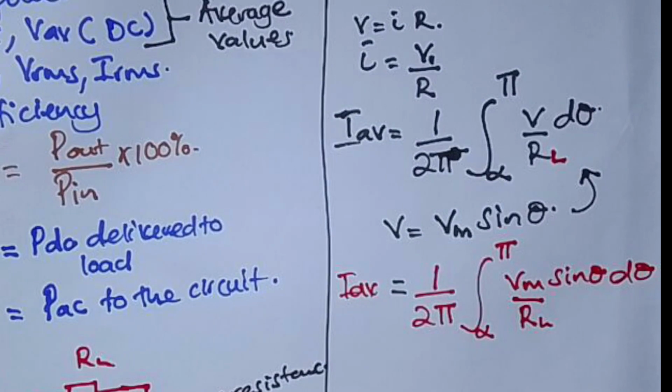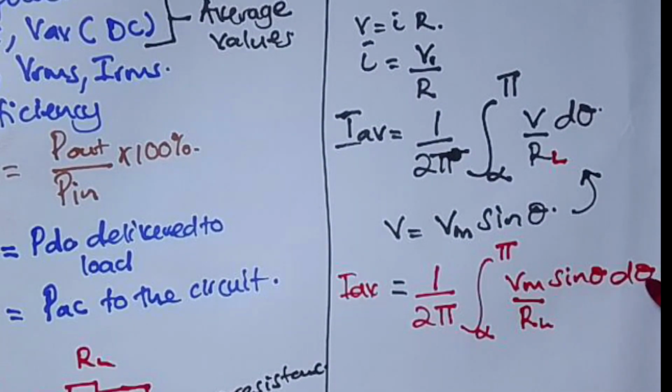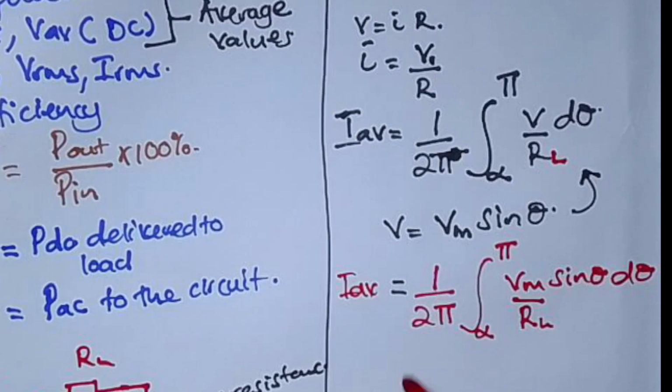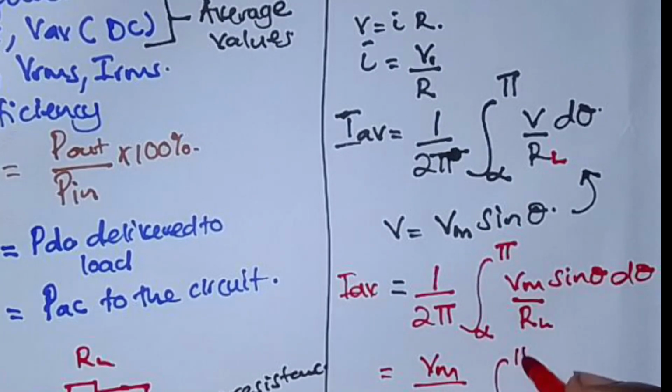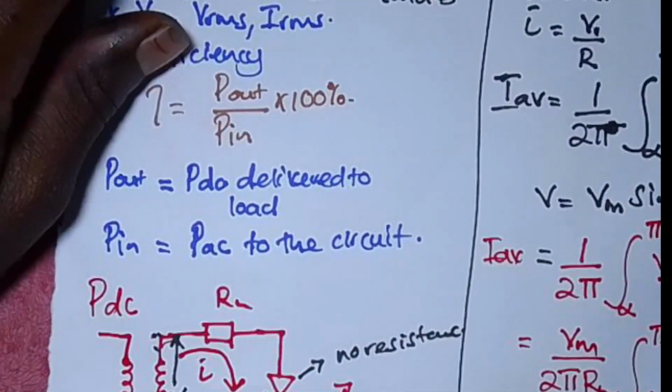So from this point on, we shall just simply pull out what is constant, for example, what does not have theta in it. Remember, we are integrating with respect to theta. So anything that does not have theta in it, we pull it out and remain with what has theta in it. So I'll have my I average being equal to Vm over 2 pi RL integral from alpha to pi of sine theta with respect to theta. Don't know if that section is still visible. Just a moment.